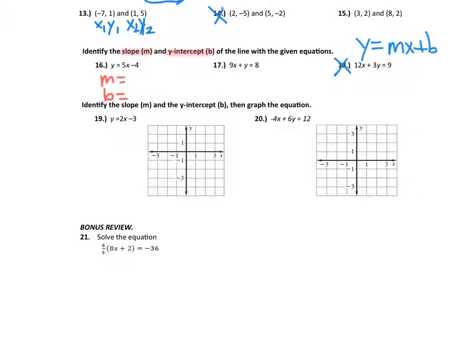Okay, and we're going to do number 19, but not 20. They want you, again, to identify the m and the b, or I like to always get the b first and then the m, and then graph the equation on this line. And 21, there's a bonus down here, so I recommend you give it a shot.